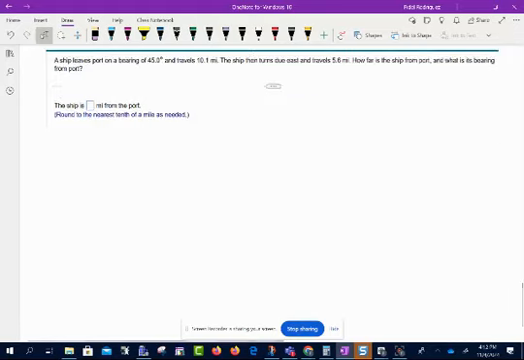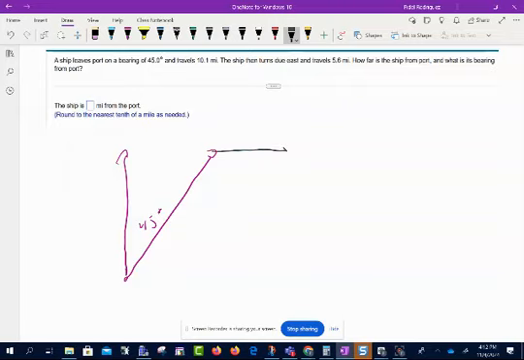Okay, so look, y'all, what I'm going to do, I'm going to draw a picture and we're going to say, okay, look, so a ship leaves a port on a bearing of 45 degrees. So look, y'all, what that means is that if I'm heading north like this, but we're going on a bearing of 45 degrees, that means we're doing this number, y'all, where that angle right there is 45 degrees, okay? Then what happens? Then we turn east. So we're going this way and we travel 5.6 miles.